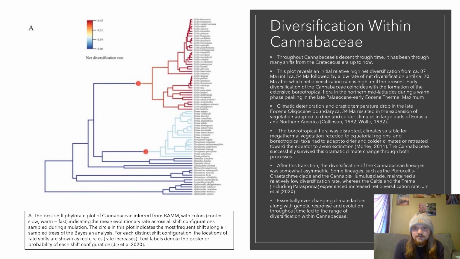ever changing climate factors along with genetic response and evolution that has led to the range of diversification within Cannabaceae. All of those events happening in the past and its natural migration pattern, just how long this plant has been around, has led to its diversity rates and its overall hardiness as a plant.